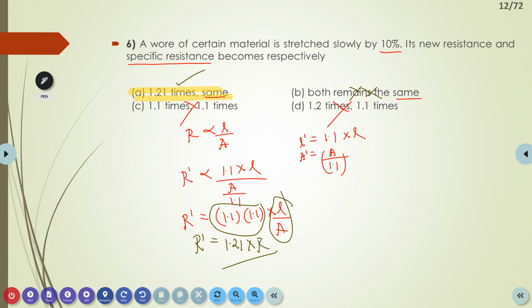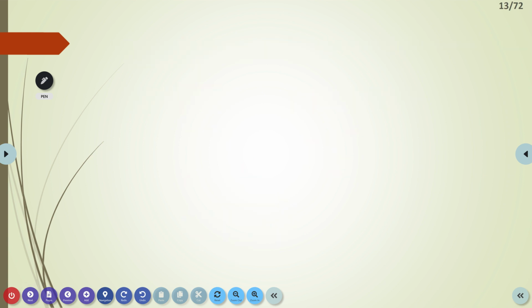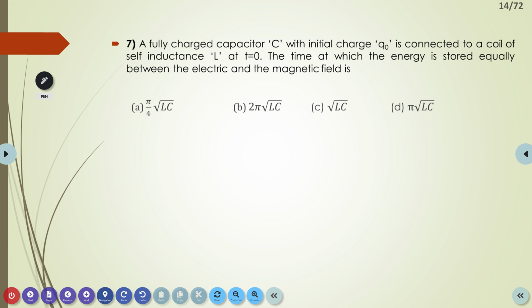Okay, next. A fully charged capacitor C with an initial charge Q0 is connected to a coil of self-inductance L at t equals 0. The time at which the energy is stored equally between the electric and magnetic field is.